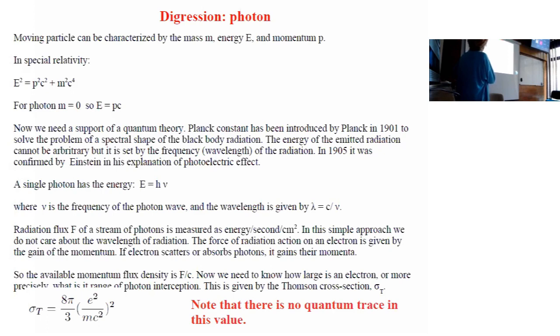On the other hand, for a photon, the situation is the opposite. Photon has mass equal to 0. So we have immediately the relation between the energy and momentum for a photon, which is E equals momentum times the light speed. Now we need an expression for the energy. And in this case, we need quantum theory, because you probably remember that the energy of the photon is equal to the Planck constant times the frequency.